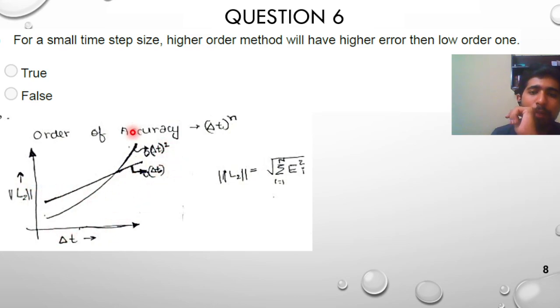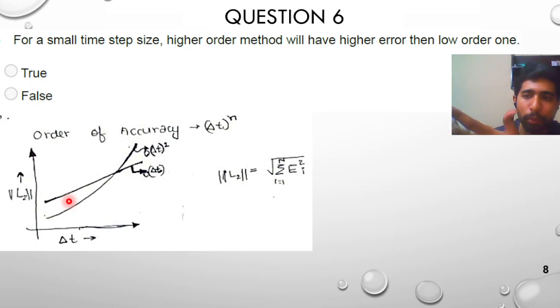Now usually what happens is that if I get the L2 norm as something like delta t square, the curve will look something like this. Okay, order of delta t square.